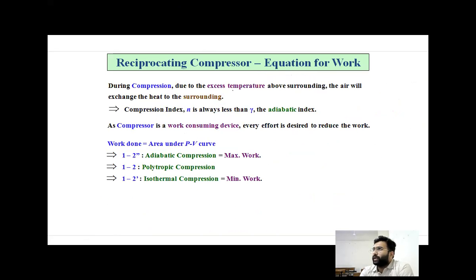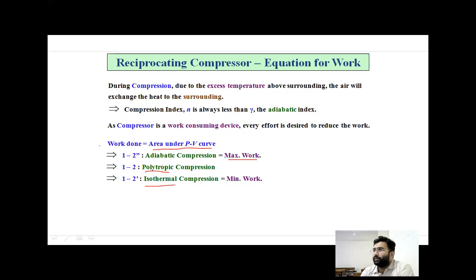During the compression, due to the excess temperature above the surroundings, the air will exchange heat with the surroundings. The compression index n is always less than gamma, the adiabatic index. As the compressor is a work-consuming device, every effort is made to reduce the work. In isothermal compression we require minimum work. Maximum work is required if the compression is adiabatic, that means entropy remains constant. Medium work is required when the compression is polytropic, that is PV raised to n. Minimum work is required when the compression is isothermal, that is, temperature remains constant.